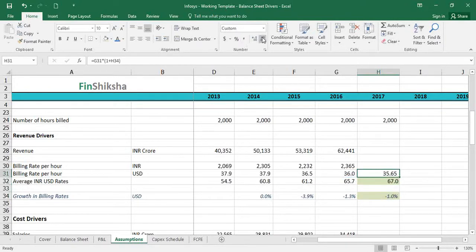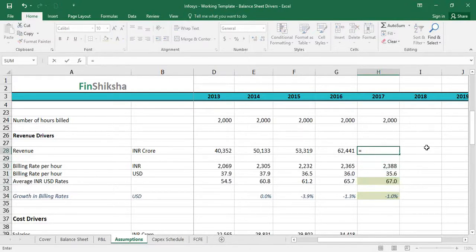So in dollar terms, the billing rate goes down. What happens in rupee terms? In rupee terms, the billing rate should be the multiplication of these two. 67 multiplied by 35.6, and that's my rupee billing rate, 2388 rupees per hour.